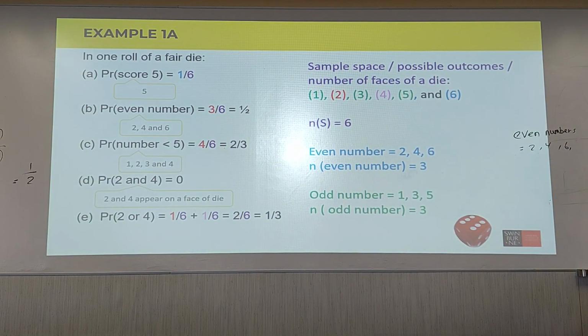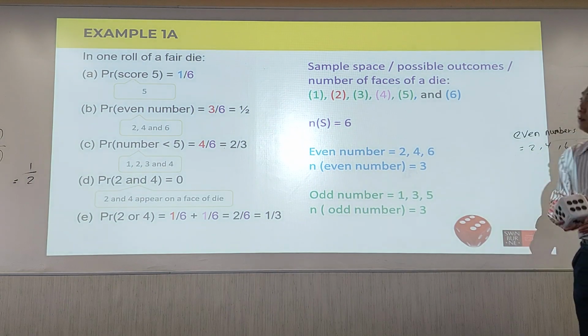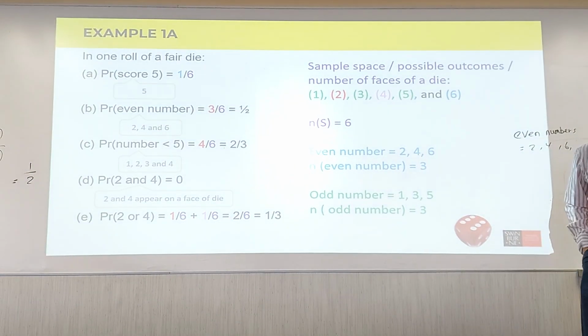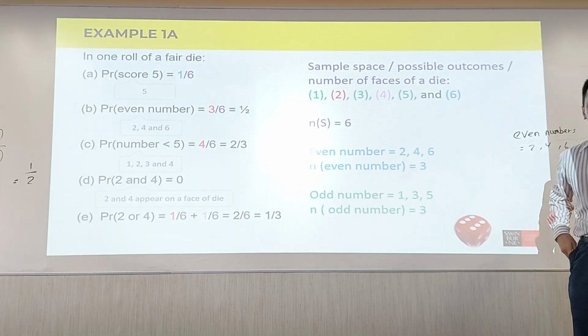Okay, let's try some examples. The first example is A. Still the same experiment: we roll a die. A fair die. This one is not a fair die. Okay, I have a fair die. A fair die is this one, the standard one.